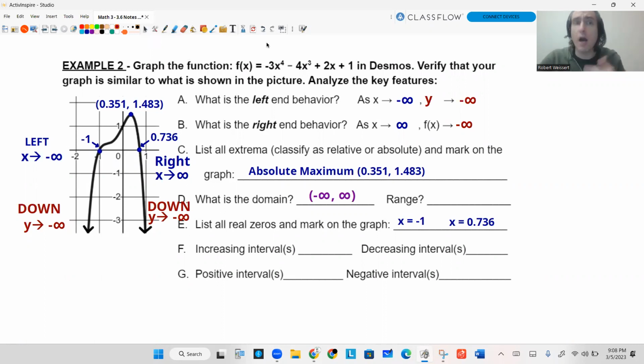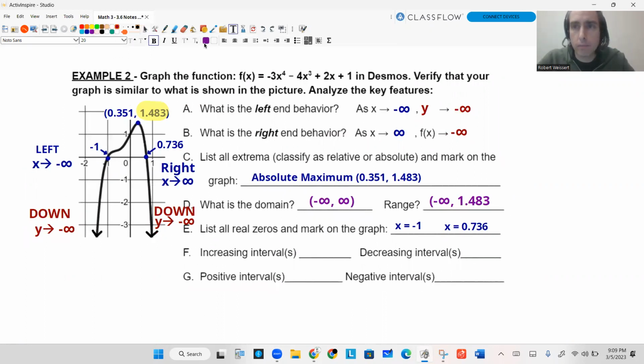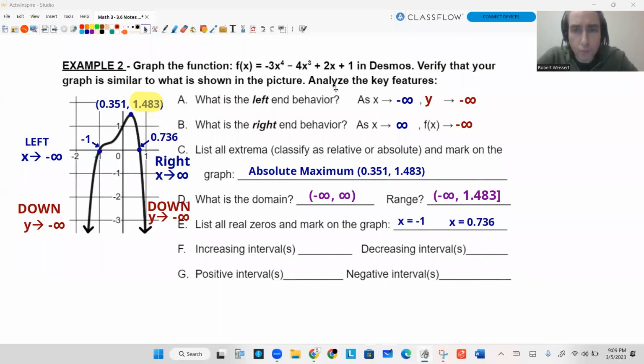So can you think about what your highest y value is in this problem? And it is 1.483. So we're going to have to make our range top out at 1.483. Since it's going down, well, it's going to start from negative infinity until 1.483. How do we write that? Well, we say negative infinity to 1.483, but is it a bracket or parenthesis? Does it include the point? Yes, it does. So we're going to use a bracket. And there's your range.